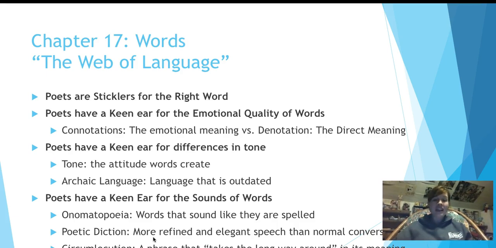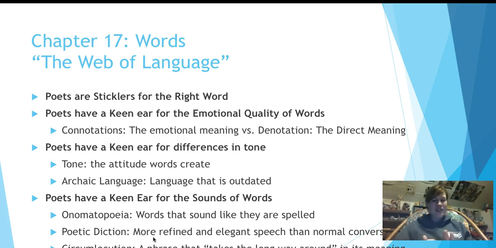Poetic diction is a more refined and elegant speech than normal conversation. It's kind of flowery, poetic language where we dictate and we enunciate and pronounce things very specifically, as opposed to just slang where you just kind of say it like it is. That's what diction is. And then circumlocution, I love that word as well.